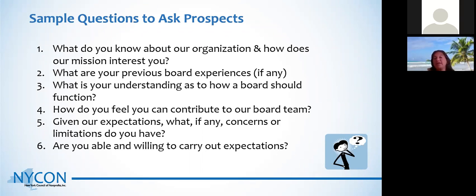What do they feel they can contribute to the board team? What difference would they like to make for your organization? How do they see themselves being involved? Given your expectations, do they have any concerns or limitations? I mean, some of these are very basic, like our board meets the second Tuesday of every month at 5:30 p.m. If they are a professor and generally teach at that time, it probably won't work for them, right?